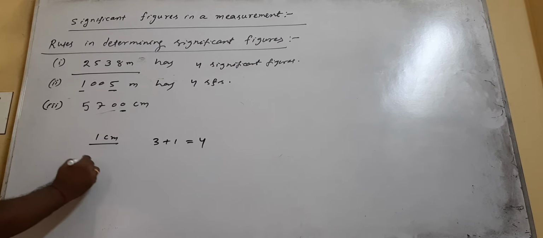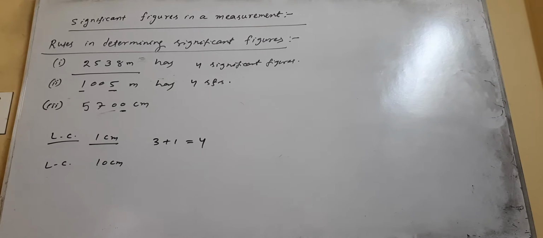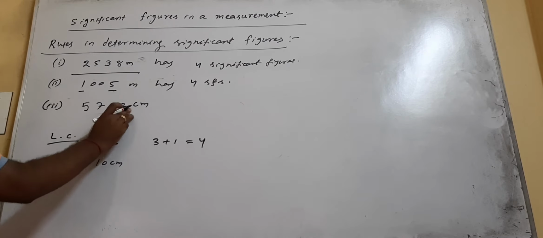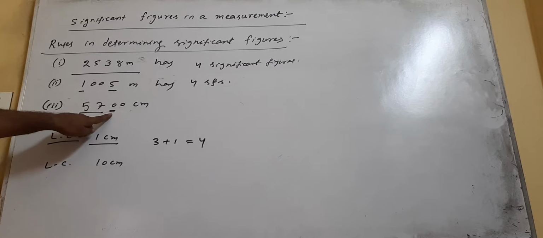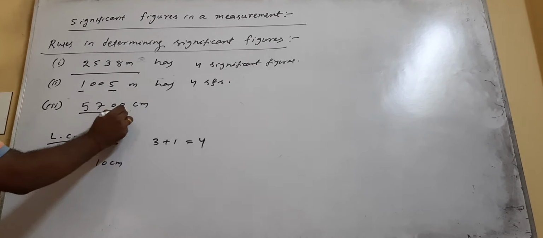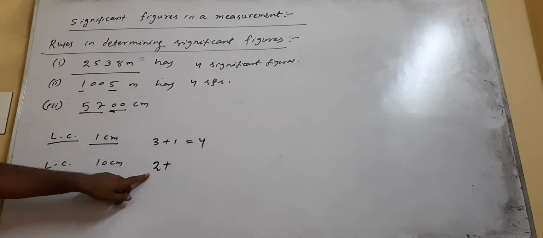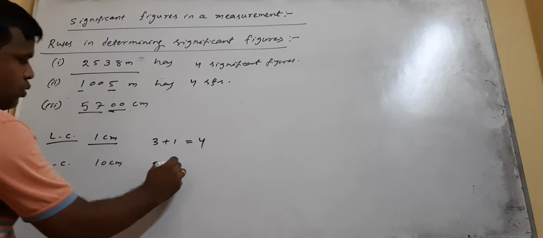Then if the least count is 10 centimeter, then your uncertainty shifts to here. These two digits are certain digits and this is the uncertain digit. Definitely it will be the uncertain digit. So when the least count is 10 centimeter, there are 2 certain digits and 2 uncertain digits. Here the significant figures will be the 2 certain digits, and although you have 2 uncertain digits, you have to take 1 uncertain digit. That is 2 plus 1, that is 3.